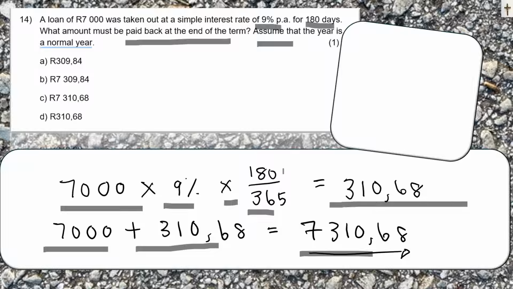Right, a normal year, 365 days. How many days? 180. How many days in a leap year? 366. Normal year, 365. The answer here is 7310. So what is paid back at the end of the term? The original amount of 7,000 plus the interest.